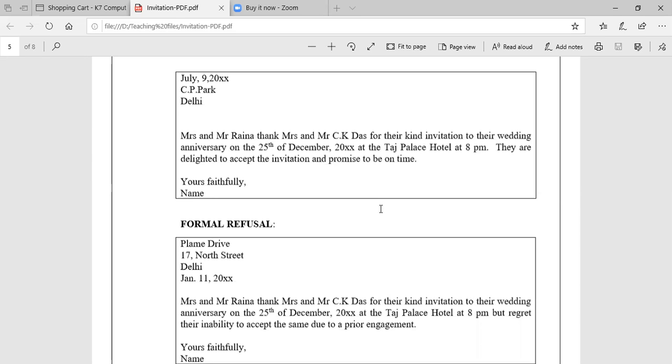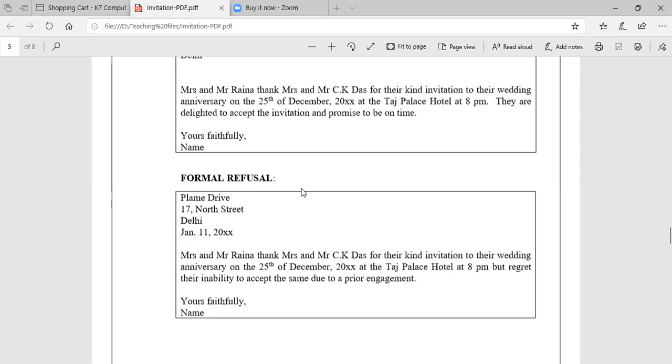They are delighted. Here we have to mention Mr. and Mrs. Raina. They are delighted to accept the invitation and promise to be on time. A third person's note we need to prepare. So: sender's address without name, date with the format, then the body of the reply. Simply they are writing in third person's note. Mr. and Mrs. Raina thank Mr. and Mrs. T.K. Das for their kind invitation to their wedding anniversary reception. They are delighted to accept the invitation and promise to be on time. Then yours faithfully, the name of the sender.